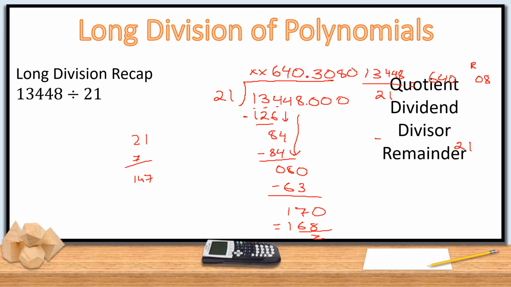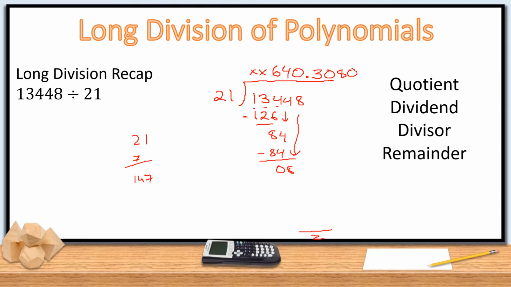Okay, so we've got some vocabulary that is important to identify: quotient, dividend, divisor, and remainder. So where do these go in our working out here? Now I need to erase all these zeros that I added in. Okay, so when we're looking at this, we would say the quotient is the answer. The quotient is what you get when you divide two numbers. So that would be the 640.